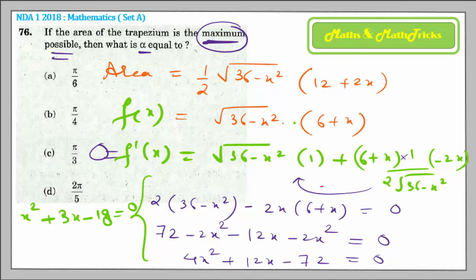So what are the factors? 6 3s are 18, so I am getting x plus 6 and x minus 3 equal to 0. So basically here x is what? Part of the length, it cannot be negative, so I have to choose x equal to 3.